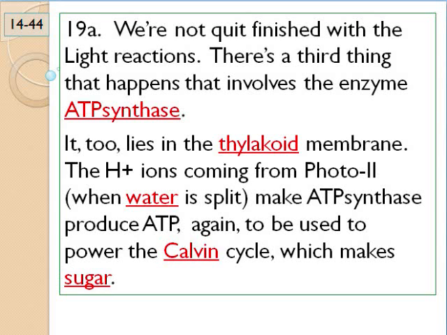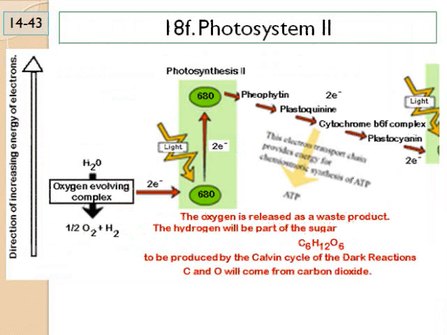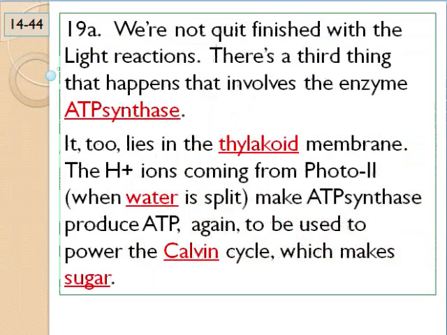And those H+ ions that you're getting right here, if you don't trap them, they're going to leave. And boom, what would happen then? You couldn't make any food. Okay? So, this is going to be produced in photosystem II when the water is split. And that's going to make ATP synthase produce ATP. And again, this ATP is also used in the dark reaction, which is the Calvin cycle. Okay? And that, of course, makes the sugar, which I call the carbohydrate.